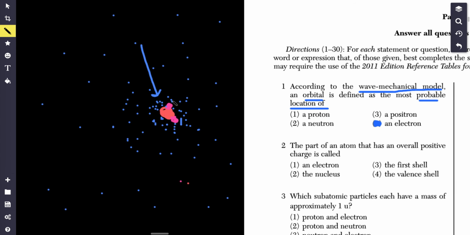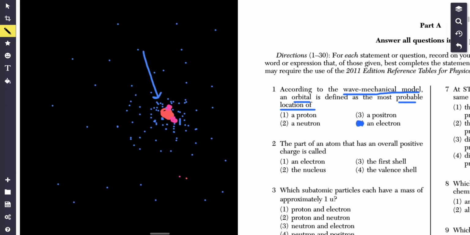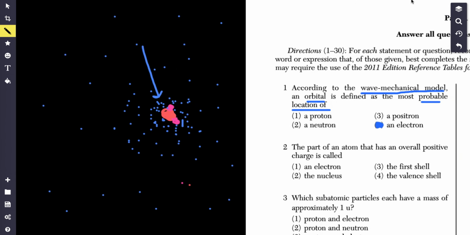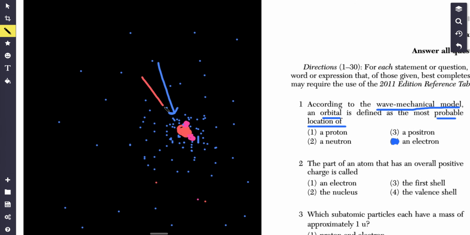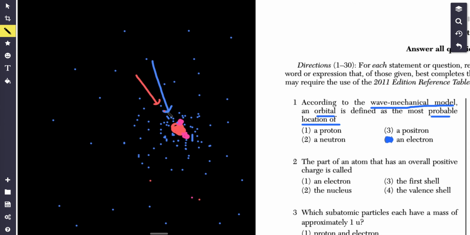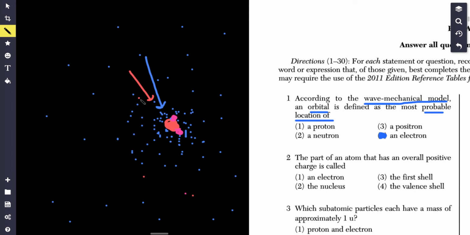Another important thing about the wave mechanical model is the principle of uncertainty. Basically, if I start narrowing down on the position of an electron, the less information I get about its speed. The more I know about an electron's location, the less I know about its speed. But the more I know about the speed of the electron, say I know it's traveling this fast, the less I know about its position. So it's like you have one or the other. It's kind of weird.